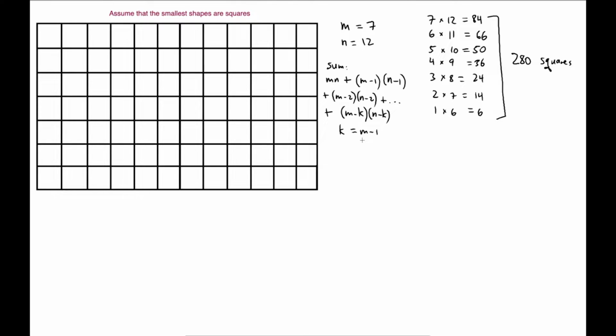And notice in this case, it's going to be precisely when m is less than n. What that means is that only when m, the number of rows, is smaller than the number of columns, you're going to use the fact that k is equal to m minus 1.